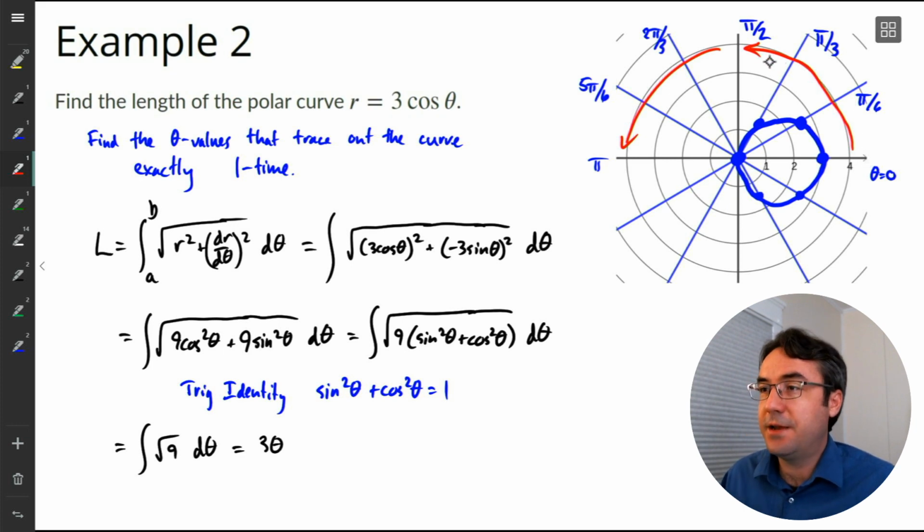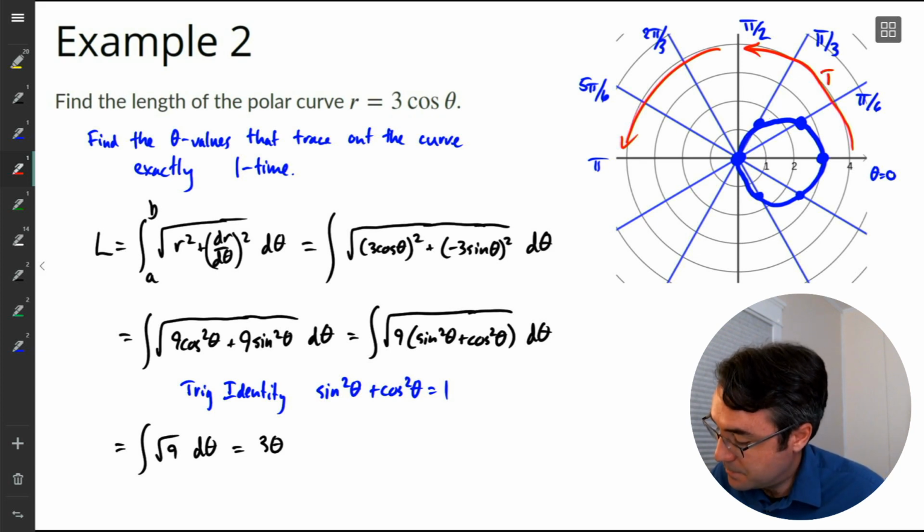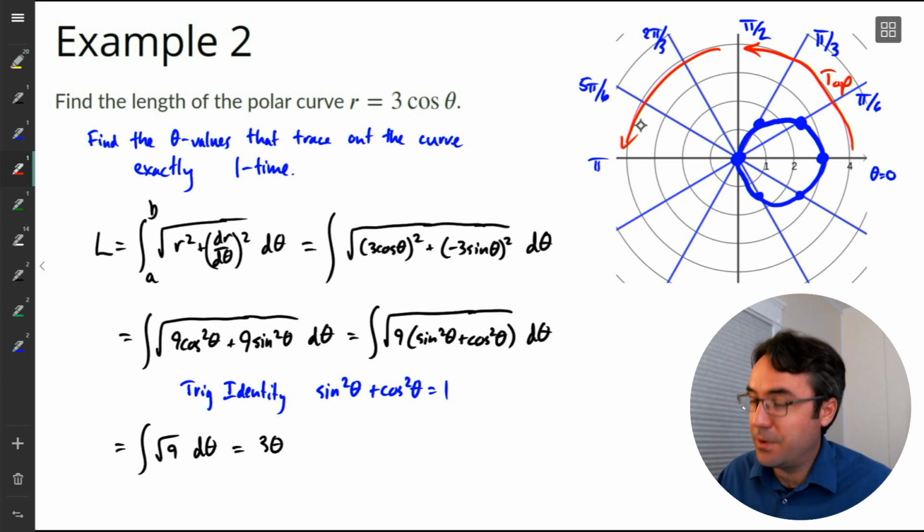So when we rotate, we go around the origin, starting at 0 to pi over 2. That gives us the top half of the circle. And then when we rotate from pi over 2 to pi, and plot the curve for those theta values, that gives us this bottom half.